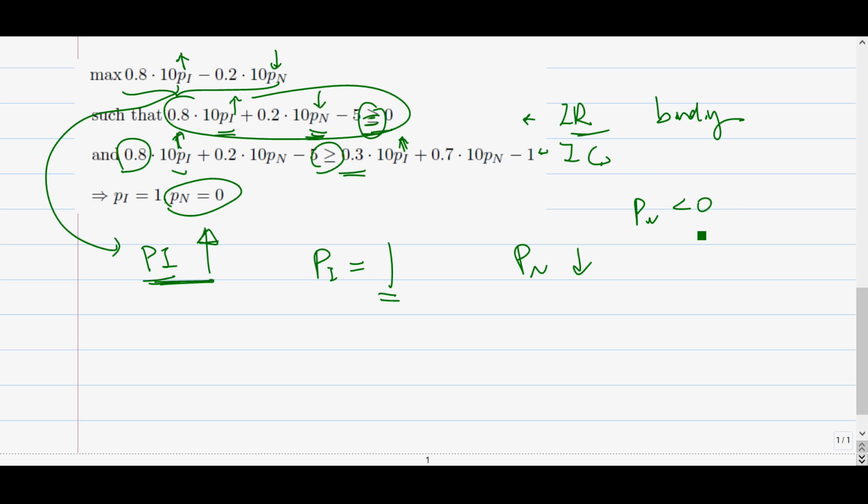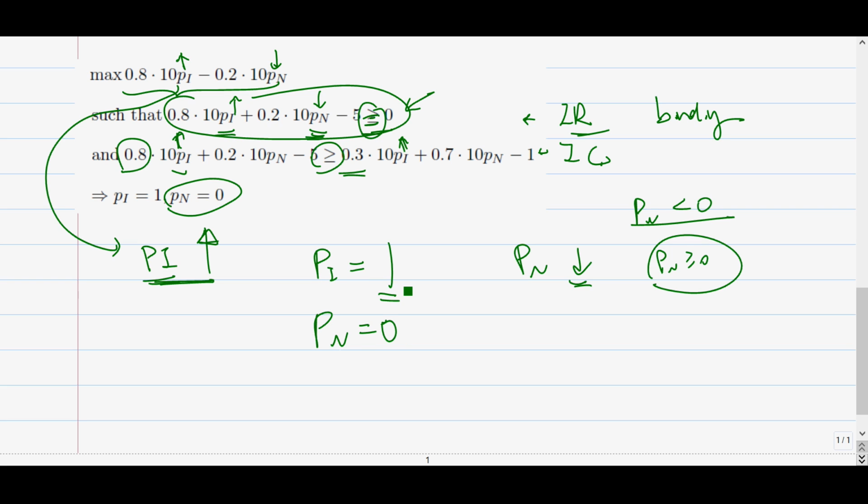So there is a physical constraint again. Pn must be larger than or equal to 0. So basically what we want is Pn being as small as possible. So in order to make this binding, it needs to be smaller than 0. So it doesn't work. So the smallest it can be is 0. So that's why Pn is 0.